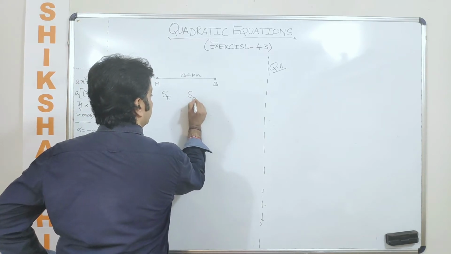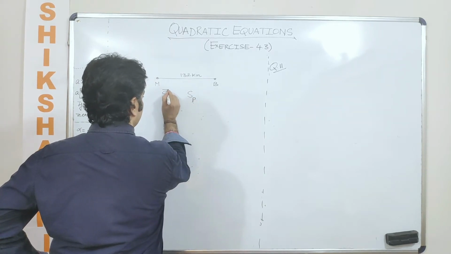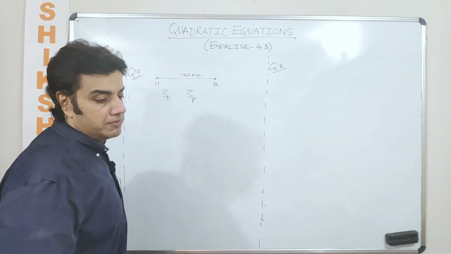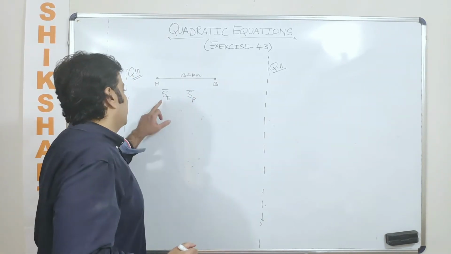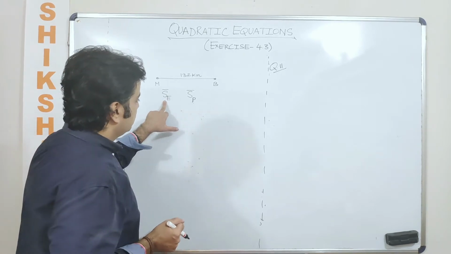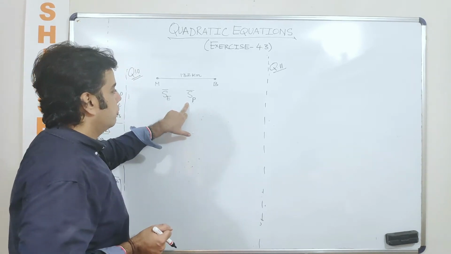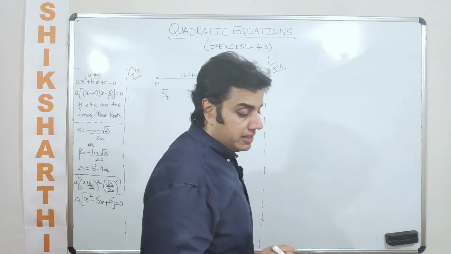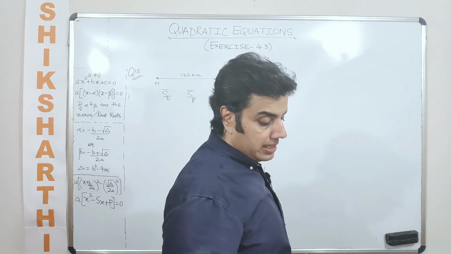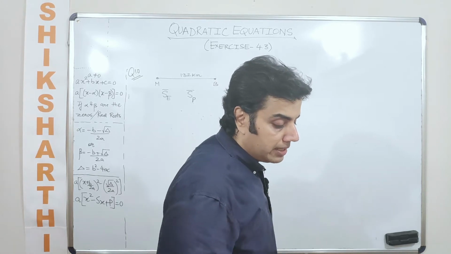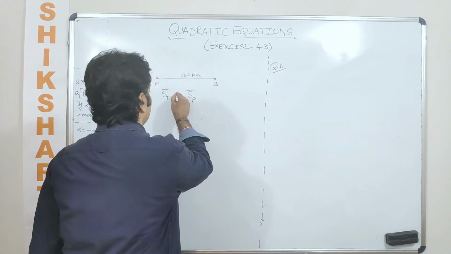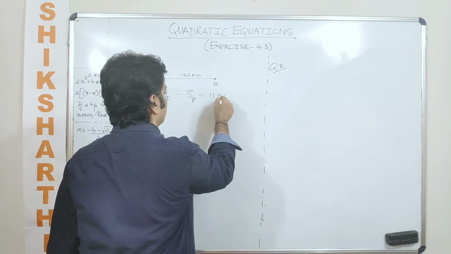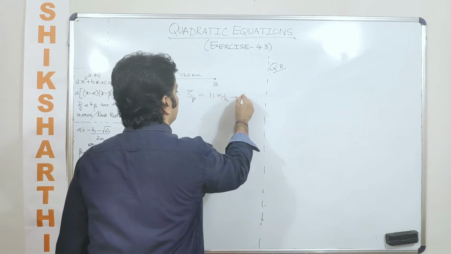And then they are talking about their average speed. So what I am doing here is putting a dash above this, just like assuming that this is the average speed of the express train and this is the average speed of the passenger train. And it says if the average speed of the express train is 11 km per hour more than the average speed of the passenger train, so this comes out to be 11 km per hour. Let's assume this is equation 1.